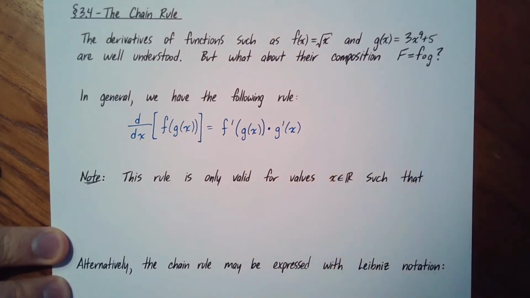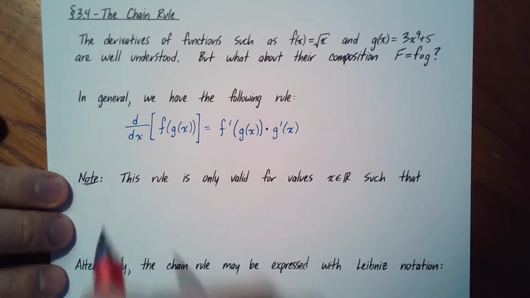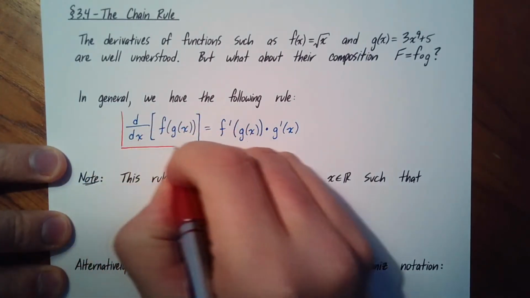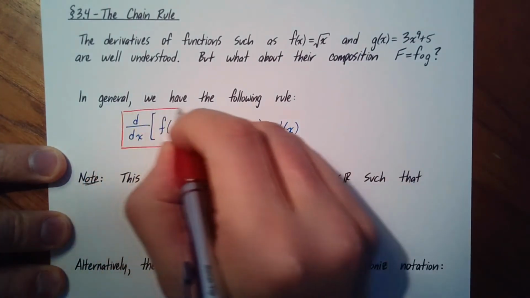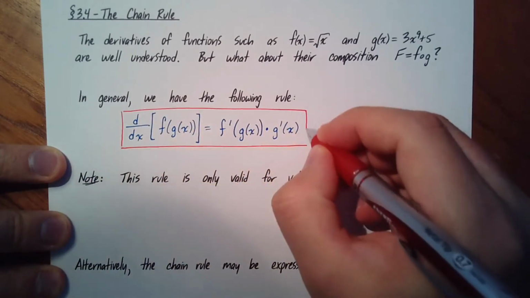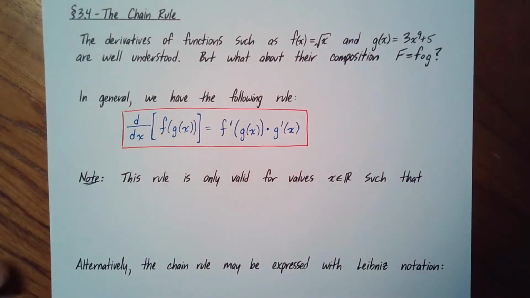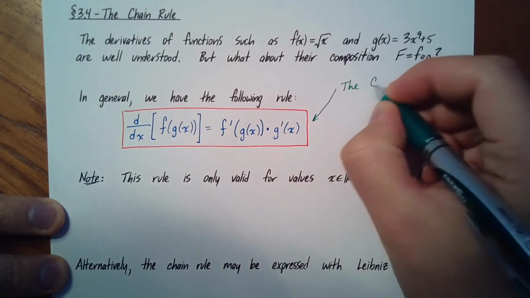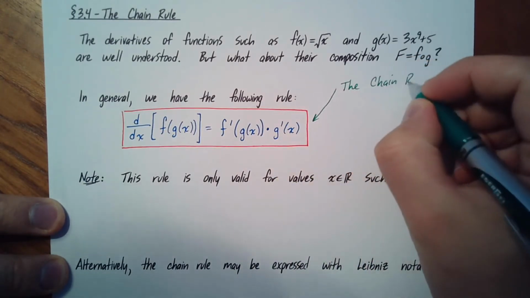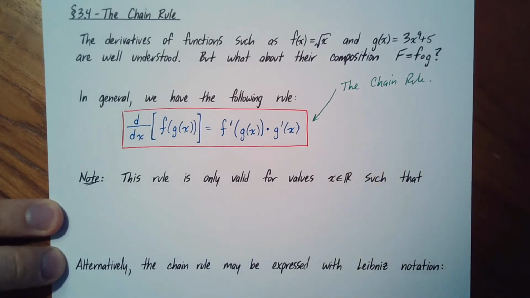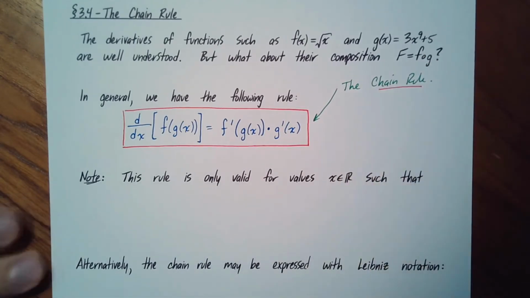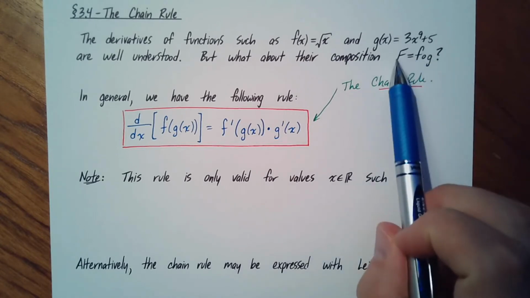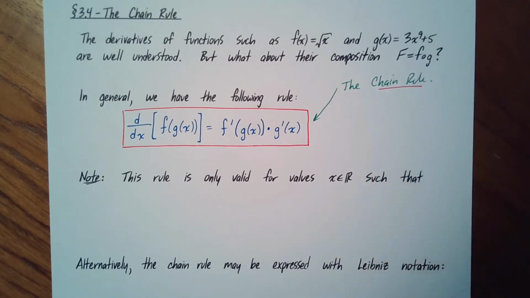First, let's put a box around this, because this is a really important rule. So you want it to stand out as important. So add this to your formula sheet if you're making one. And this is called the chain rule. Okay, so that is the rule that we're going to use to differentiate functions that appear as the composition of two other functions.